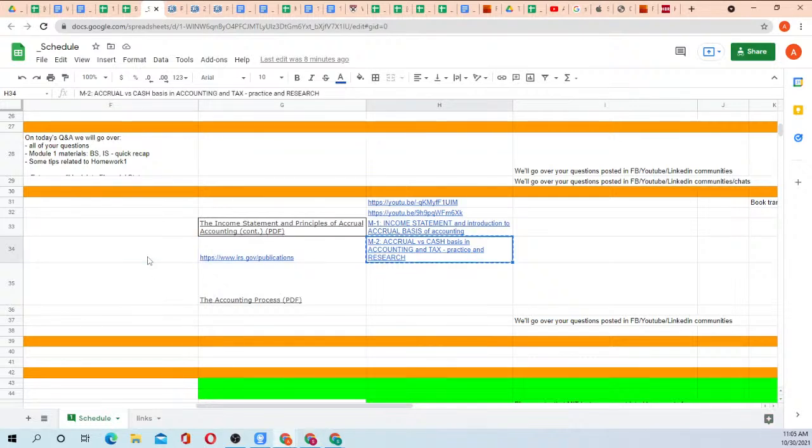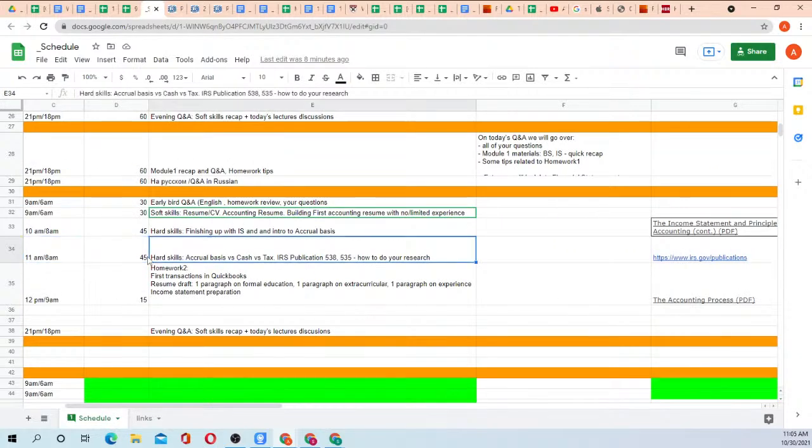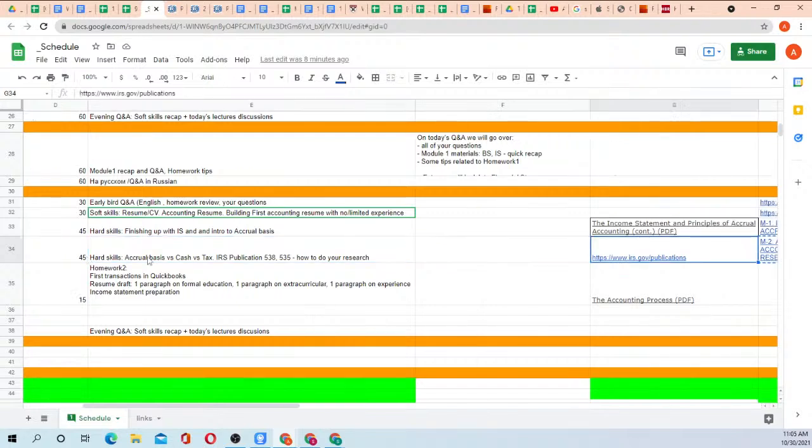We will look into accrual and cash basis of accounting in more detail, and we also look into IRS publications related to accrual and cash accounting, and see if we can save something on the business taxes by going from one basis to another.